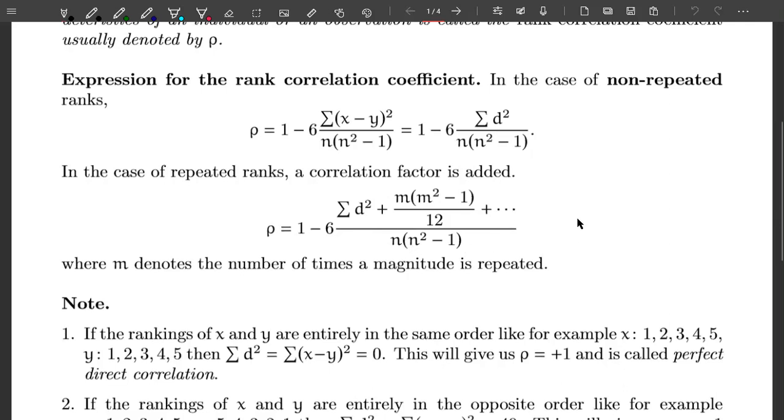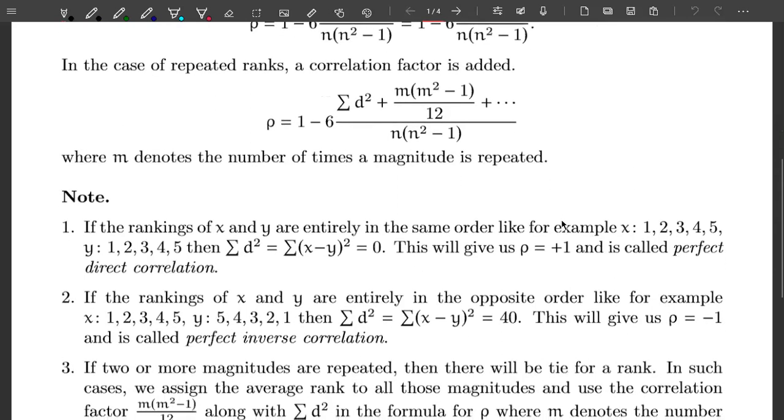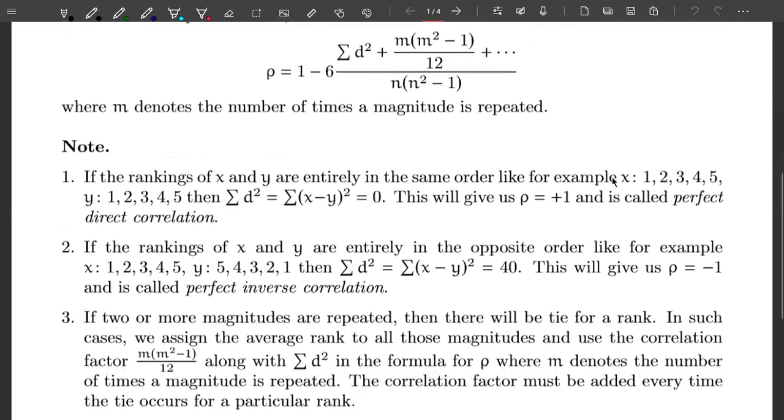Suppose two students have the same rank, then m will be equal to 2. In the same class, say two students are competing for ranks 2 and 3, and say three students are competing for 9th, 10th and 11th rank, then again you will have to calculate the value of m and solve it. So here m denotes the number of times a magnitude is repeated. If two students have the same rank, then m equals 2. If three students have the same rank, then m equals 3, like that.